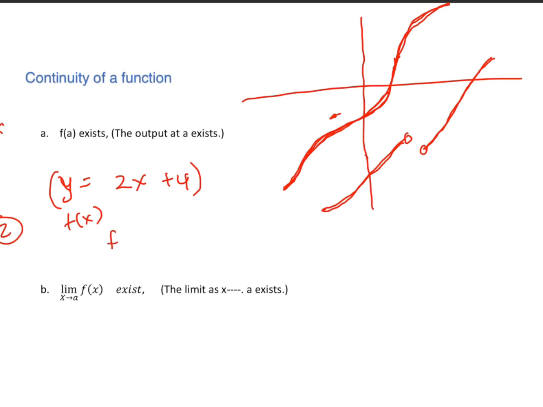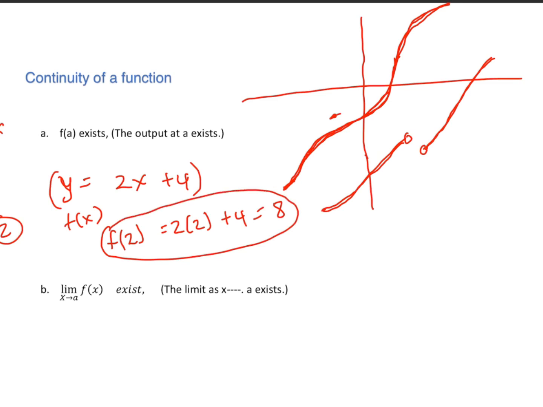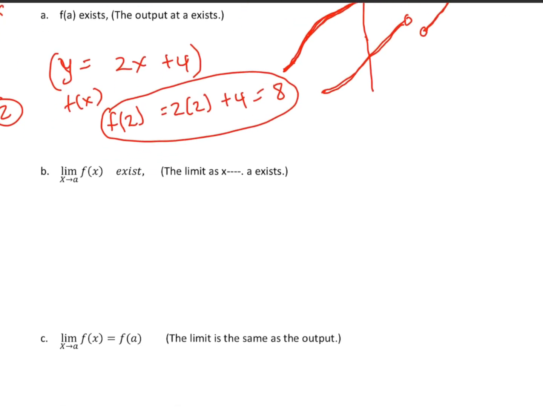They are asking whether the function is continuous at 2. That means f of 2 must exist. So when I do the algebraic substitution, I get 2 times 2 plus 4, and this gives me 8. So this condition is satisfied. Let's move to the second condition.